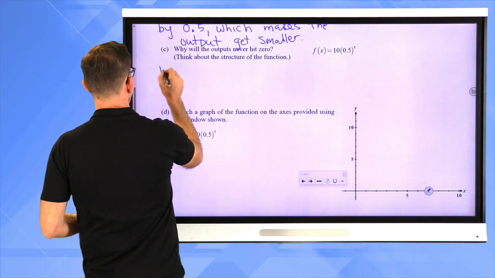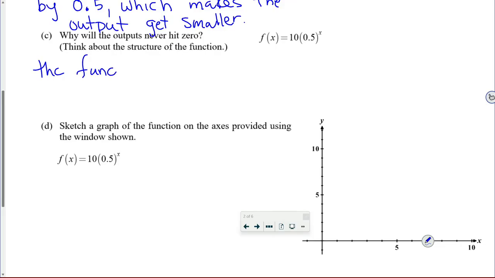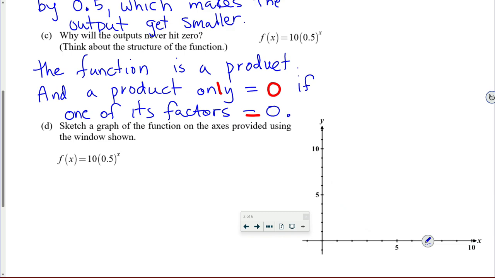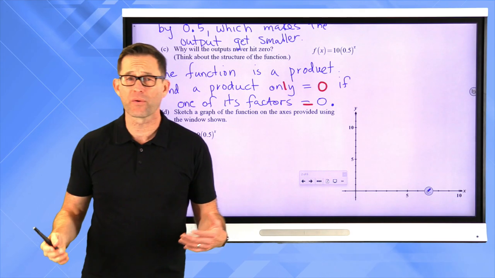So the function is a product, and a product is only equal to 0 if one of its factors equals 0. Now, granted, it's going to get smaller and smaller.